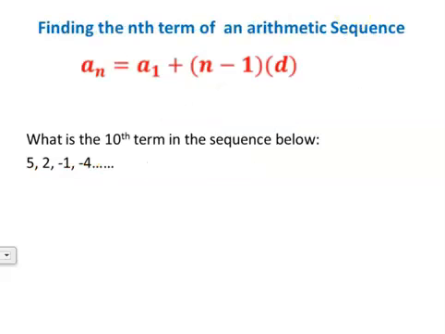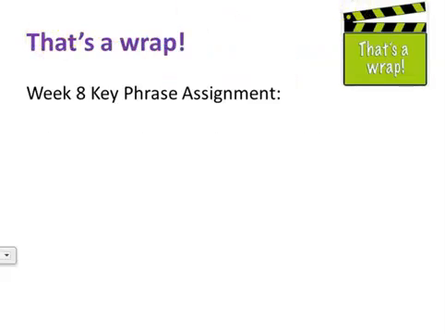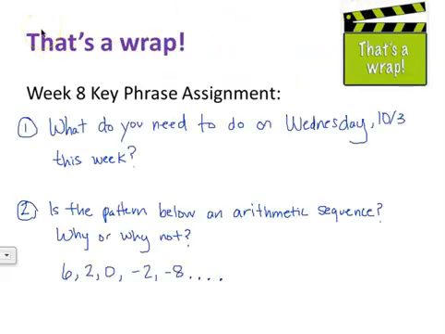So we're going to go on now and complete the key phrase assignment. So you got 2 questions asked this week. The first one is, is there something important on Wednesday that you need to do this week? So what is that? What do you need to do on Wednesday, October 3rd of this week? And then the second is, I have a pattern below, and is this pattern an arithmetic sequence? Why or why not? Make sure you're answering why or why not to get full credit for that. And that's it.